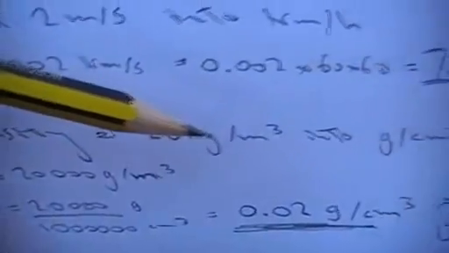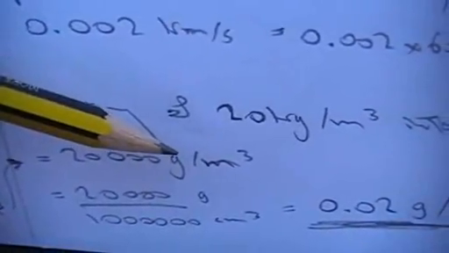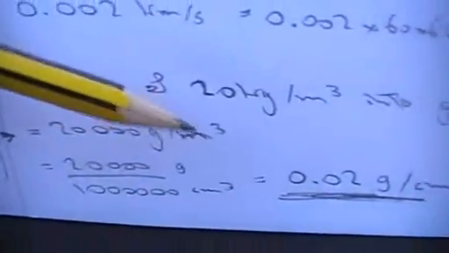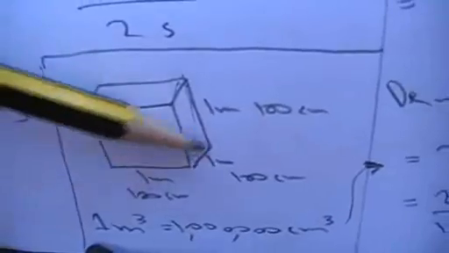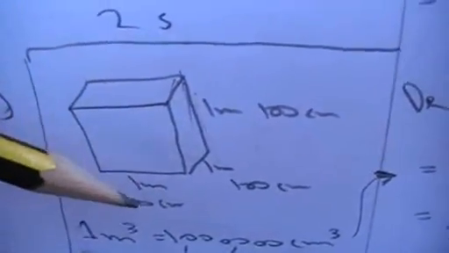Okay, density. If we want to calculate this into grams per centimetre cubed, well, 20 kilograms is 20,000 grams, because there are 1,000 grams in a kilogram. Now, how are we going to convert metres cubed into centimetres cubed? We need to know how many centimetre cubes there are in a metre cubed. Well, if you imagine a cube, 1 metre cubed, and each side is a metre, each side is also 100 centimetres. So 100 centimetres in a metre.